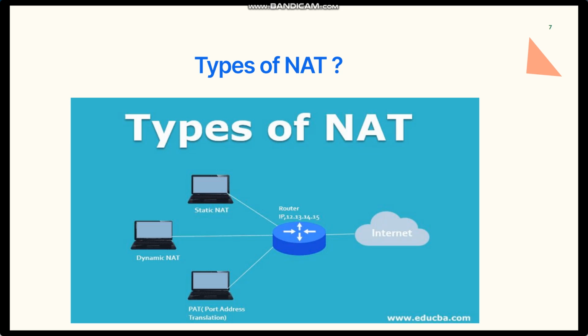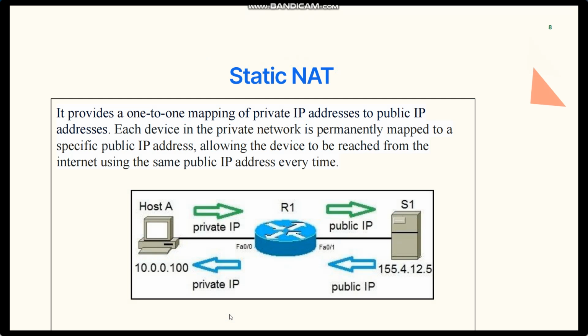Types of NAT. We know that there are three types of NAT: static NAT, dynamic NAT and PAT. Basically, PAT is port address translation. Static NAT involves a one-to-one mapping between a private IP address and a public IP address.